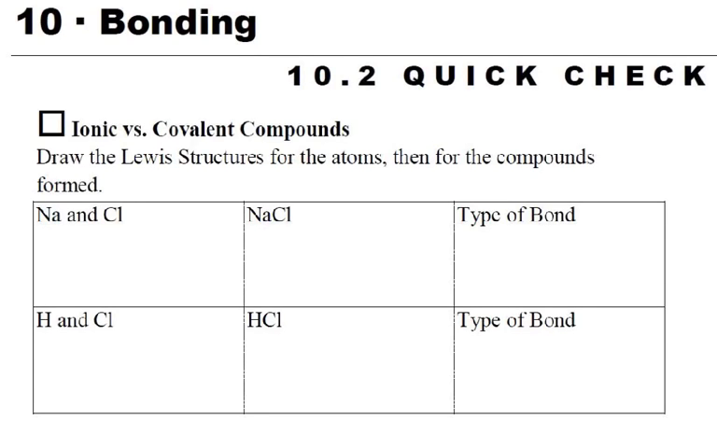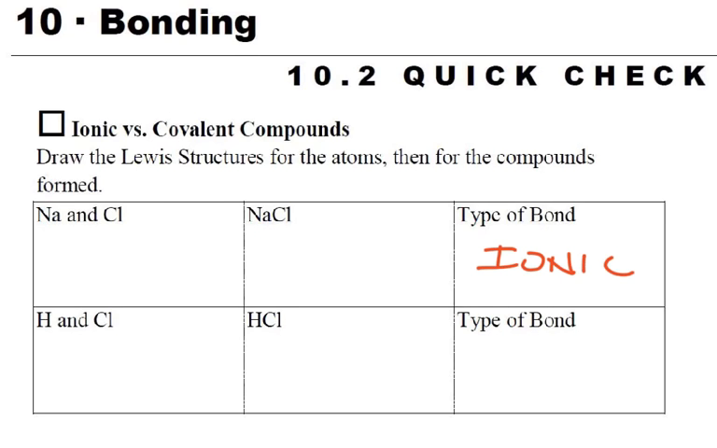Okay, the 10.2 quick check. First off, we're asked to take two atoms and draw their Lewis dot structures for the particular atoms, and then decide what kind of bond it is and draw the Lewis structure for the molecule. So we start with Na and Cl, and we go, okay, that's easy. That's a metal and that's a nonmetal. So we know that this is going to end up being ionic.